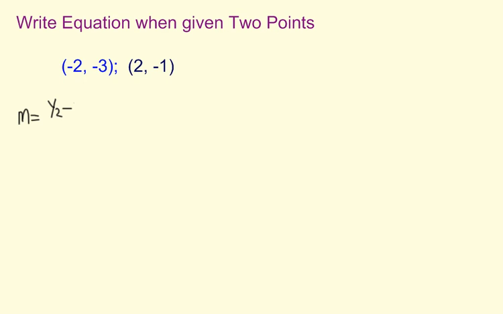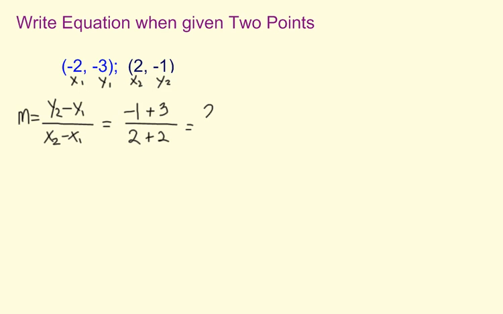So our slope formula, y2 minus y1 over x2 minus x1. Here's our x1, y1, x2, y2 points. So y2 minus y1 is a negative 1 minus the negative 3 becomes a plus 3 over 2 minus a negative 2 becomes plus 2. And we end up with 2 over 4, which reduces to 1/2. So we found our slope.